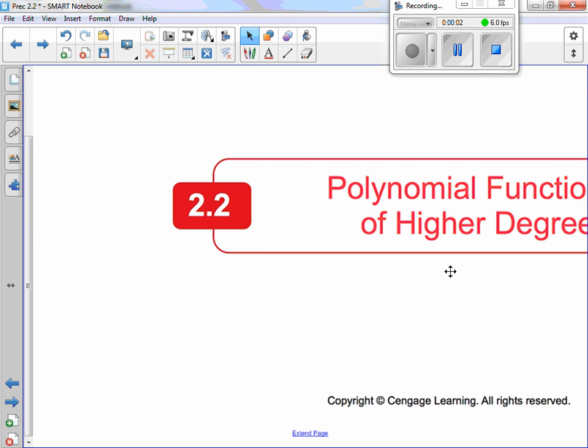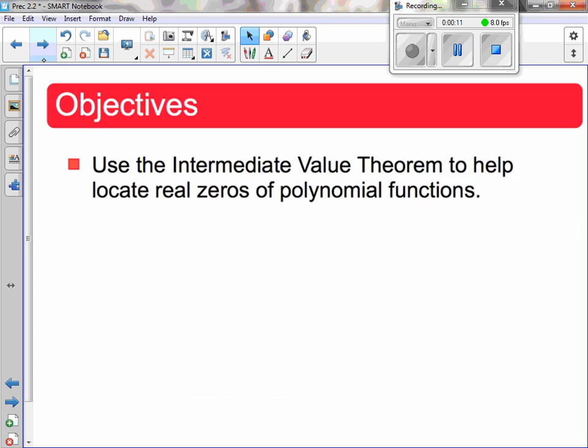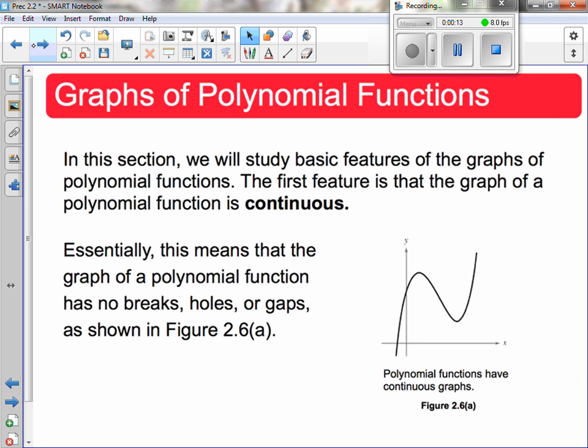Polynomial functions of higher degree. Using transformations, coefficients, find and use the real zeros of a polynomial function. Aid. Intermediate value theorem. So a graph of a polynomial function.